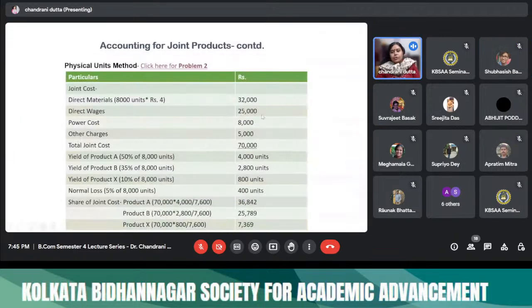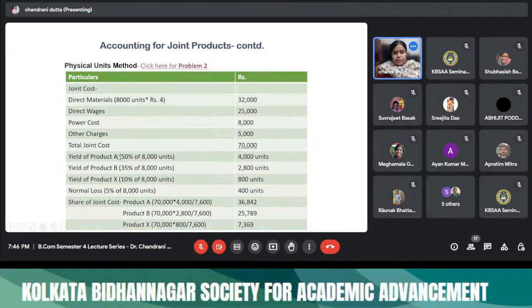Okay, so look at this problem. The first task we do every time is calculate the joint cost. Material cost 32,000, wages 25,000, power cost 8,000 and other charges 5,000. So 32,000 plus 25,000 plus 8,000 and 5,000 gives you 70,000, the total joint cost.